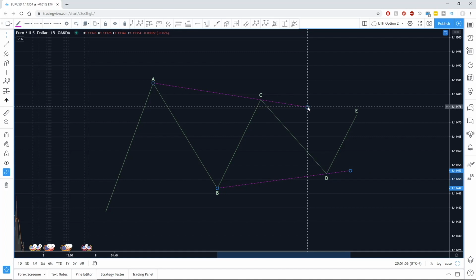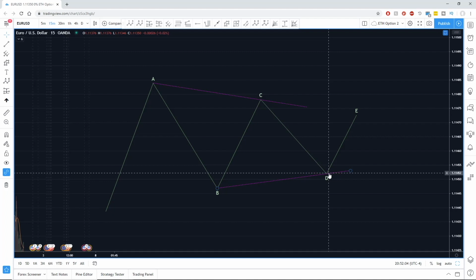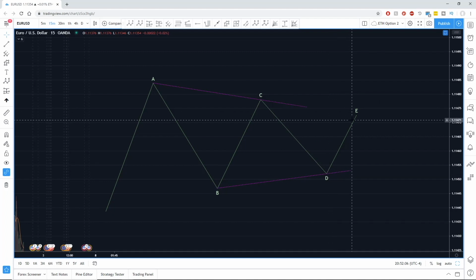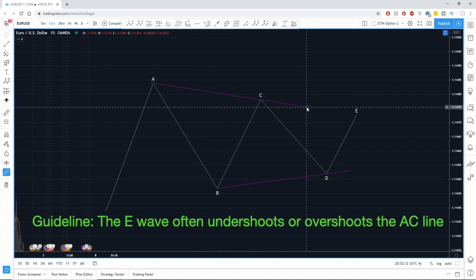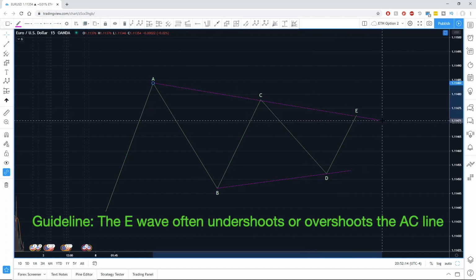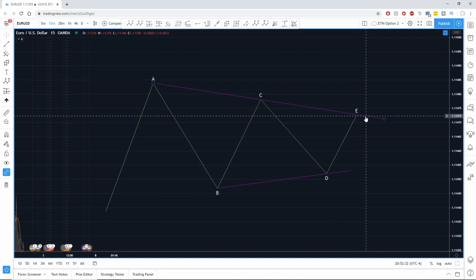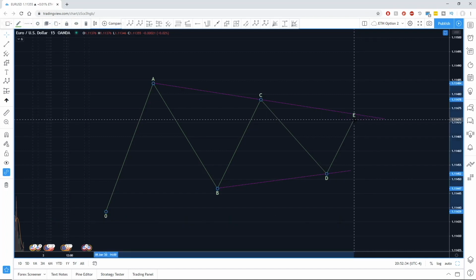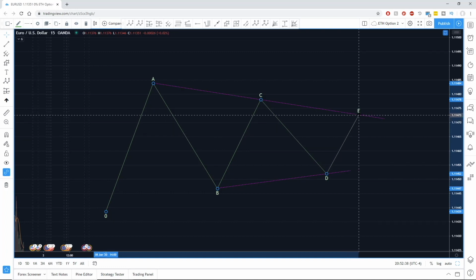So, say for a second we have the A, B, C, D drawn live in real time, and we're trying to figure out where the E will land. We can extend the AC line. However, more times than not, the E wave is going to undershoot or overshoot the AC line. This is another guideline of triangles. So sometimes it'll fall directly on it like this, but more times than not, it's going to fall short, like this, or above it, all the way up here.